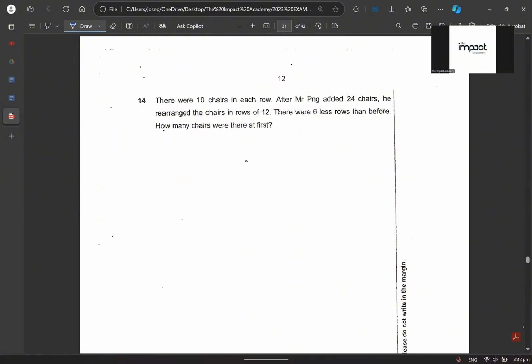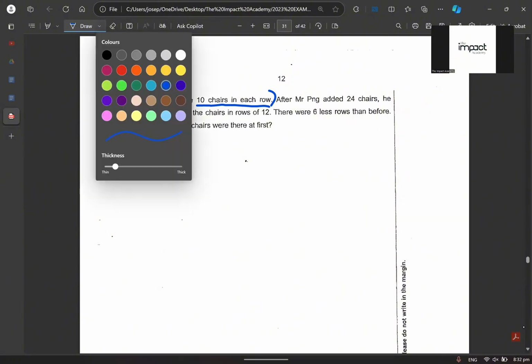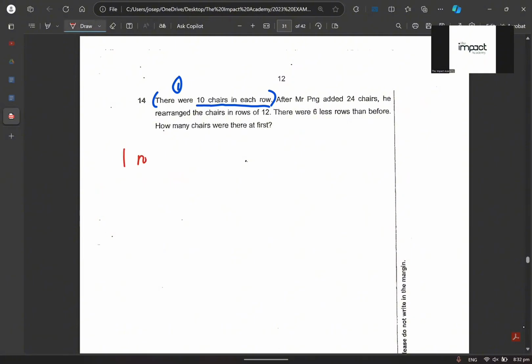For the first sentence, it says what? There were 10 chairs in each row. Nobody should just look past this and not care about it. Understand what I'm saying or not? So what you want to do is write down that 1 row is equal to what? Can you all tell me? 1 row is equal to 10 chairs. Am I making sense?